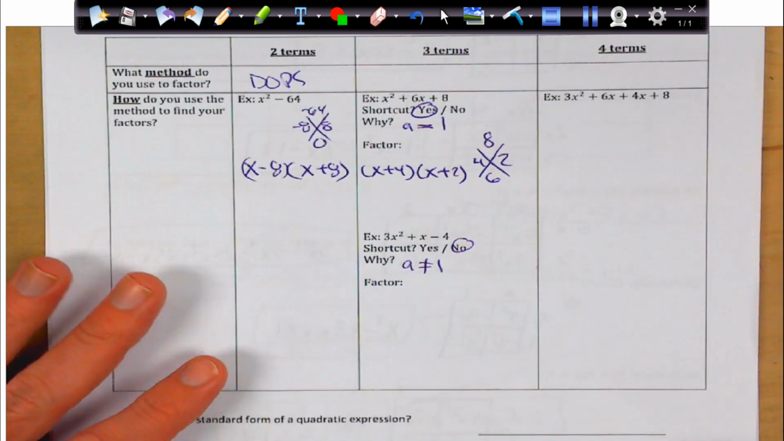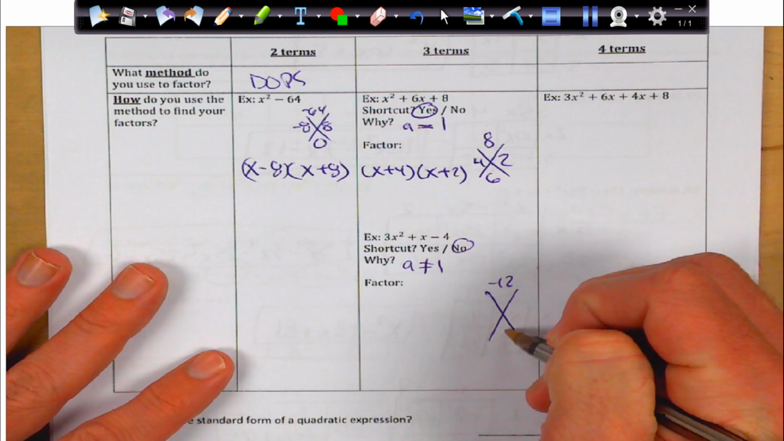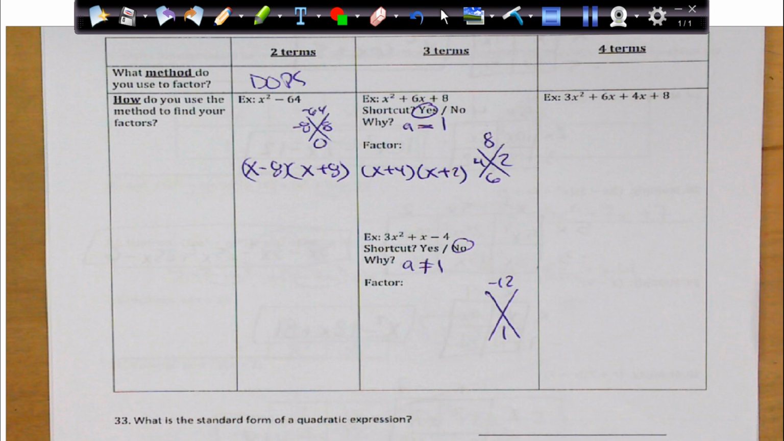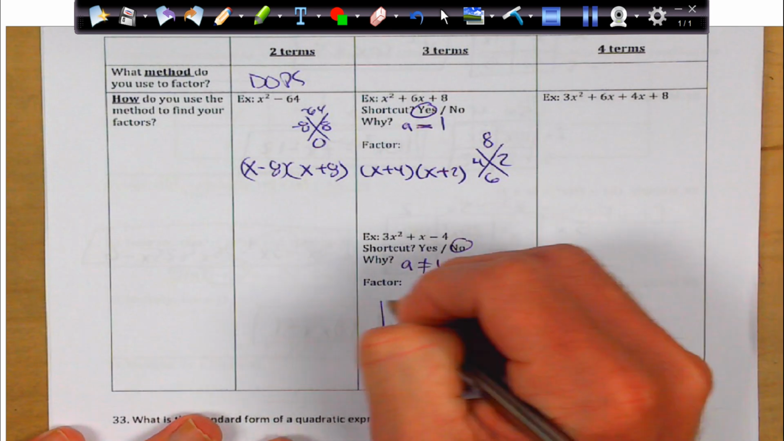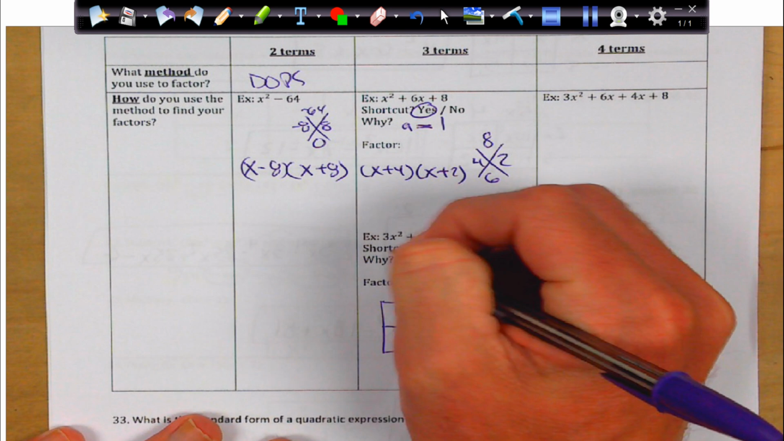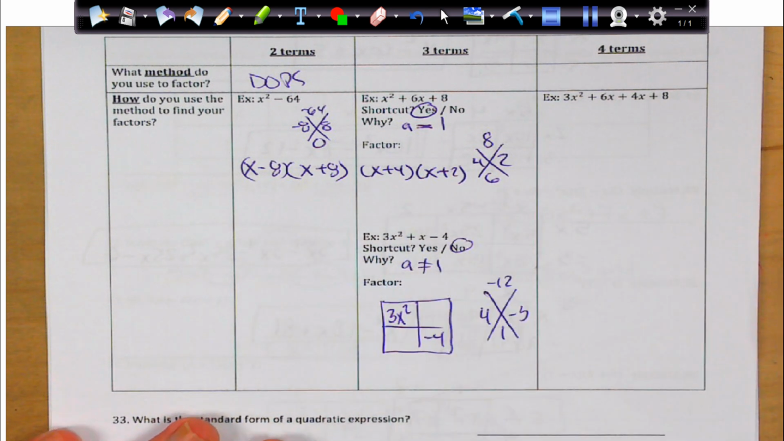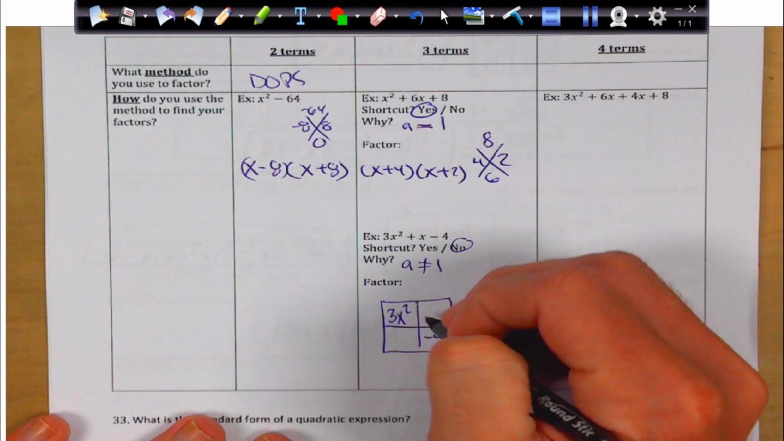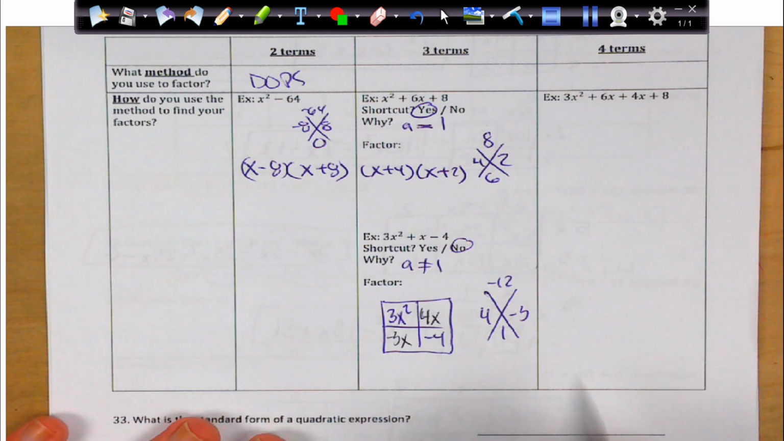And so what we have to do is 3 times negative 4, which is negative 12. I would get to a value of 1. That's going to be positive 4 and negative 3. This is where we draw our box. And we're going to put the first value, 3x squared, here. Second value, negative 4. And then we fill in these two with 4x and negative 3x, those two numbers that we just got from here.